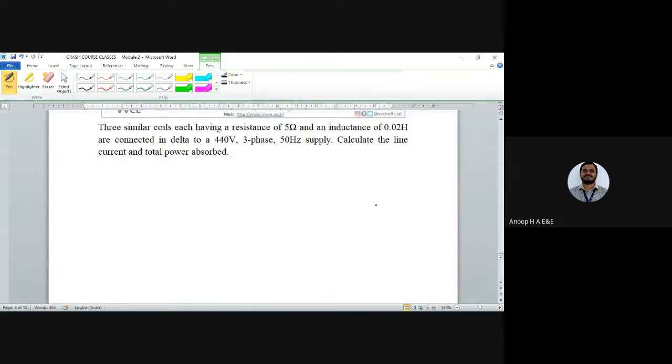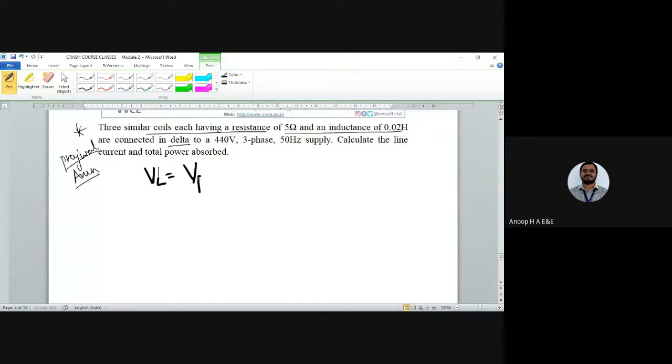Okay, so I'll give this problem to Prajwal Arun. Yes, sir. So you have to solve this problem. Is it a series RL or series RC circuit? Series RL. Very good, very good.